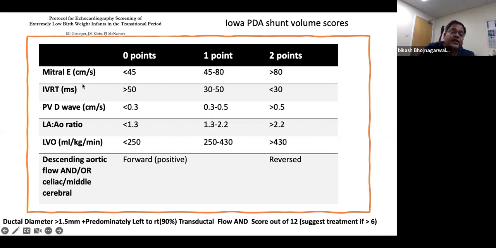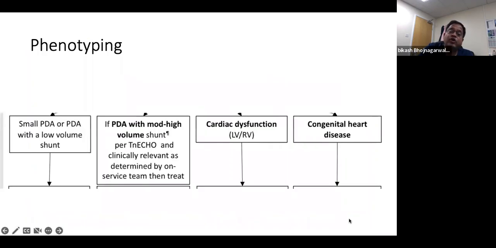All the scoring criteria is trying to quantify the shunt volume. He's used mitral E velocity, which we talked about. He's used isovolumetric relaxation time, pulmonary vein D wave velocity, LA ratio, and left ventricular output. Again, left ventricular output comes up again and again wherever you go. And you give them a score of 0, 1, and 2. The maximum score is 12, and if you score more than 6, then you should consider treatment. That signifies a high volume shunt.